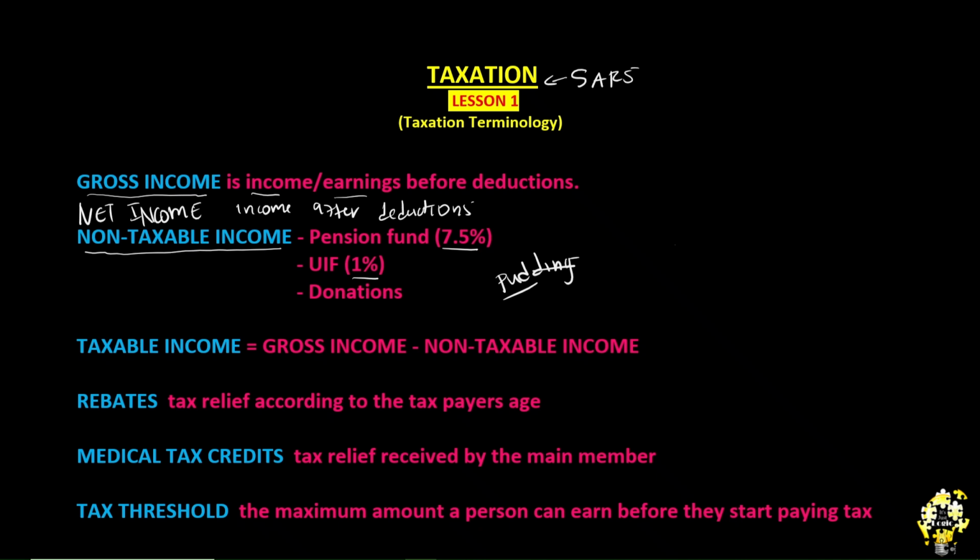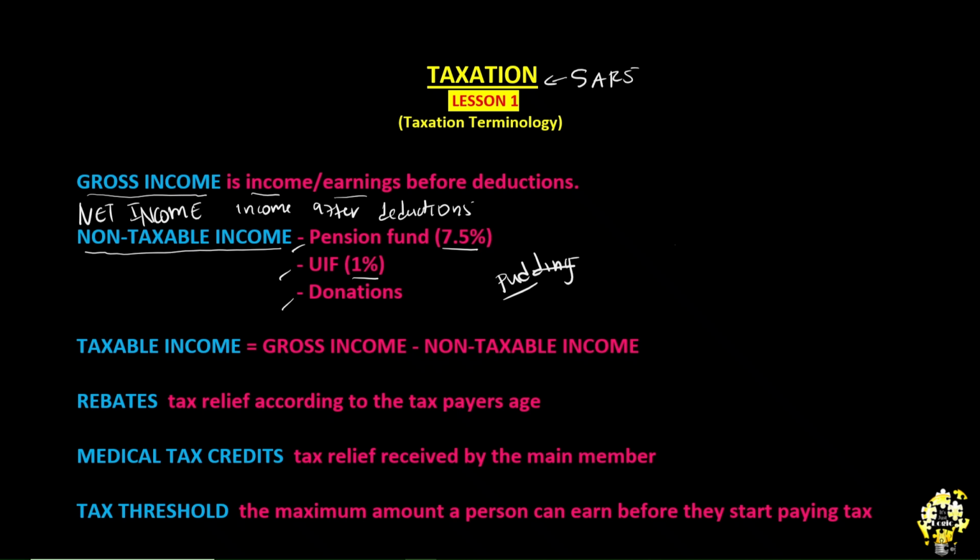But now I don't want you to focus on their maximum. You will see how you are supposed to go about that when we get to questions. UIF can also have a maximum. But for now, just know that we have non-taxable income, and that is pension fund, UIF, and also donations. Pension fund at 7.5%, UIF at 1%. This is part of your income that the government is not supposed to tax, and you'll understand how that works.